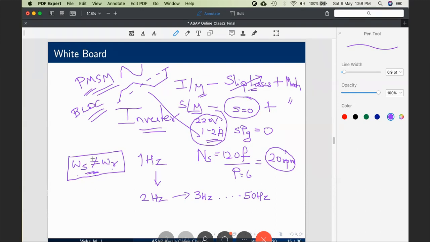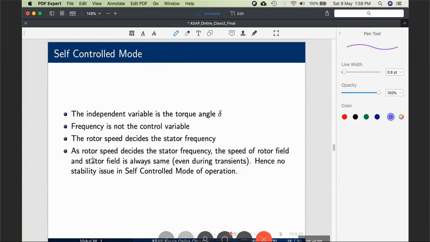That is what is used in self-controlled mode. Now, do not read all this, you will not understand. Now, listen to me.